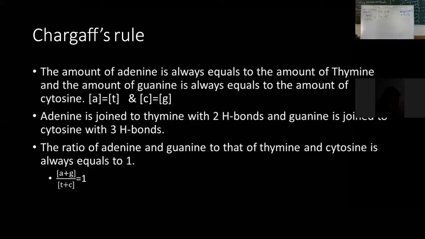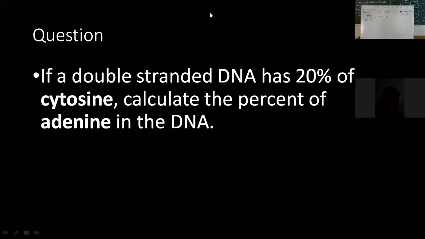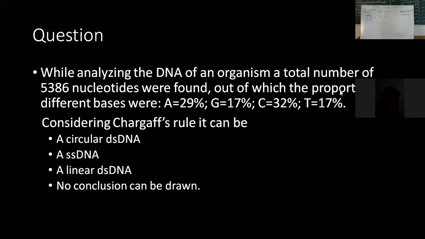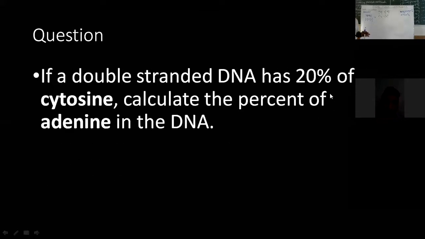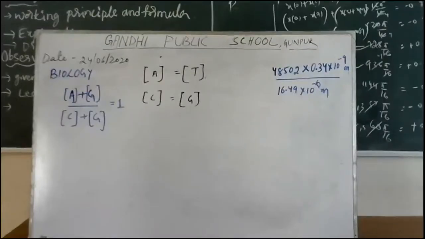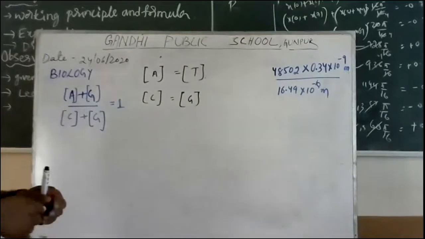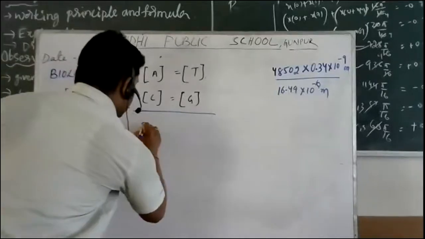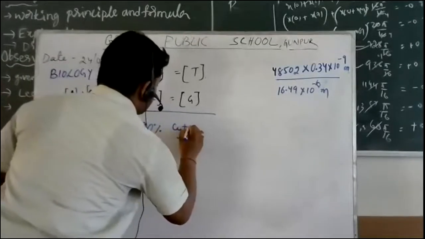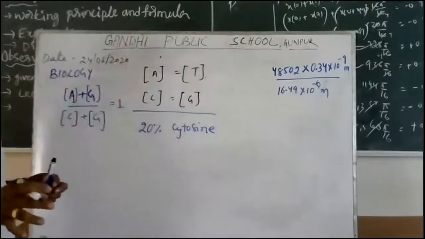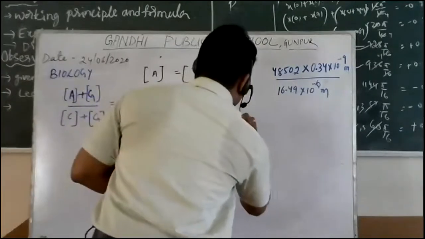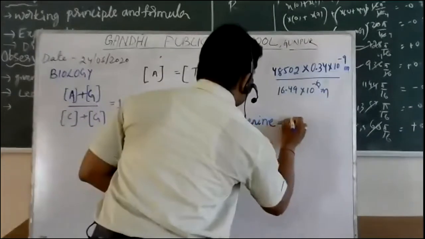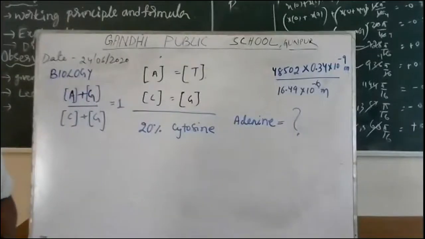So coming to the first question: if a double-stranded DNA is having 20% of cytosine, calculate the percent of adenine in the DNA. Try to find it. What they're giving in the question is that we have a DNA with 20% cytosine. And what are they asking? They're asking the percentage of adenine. So how much is the adenine in this particular DNA?